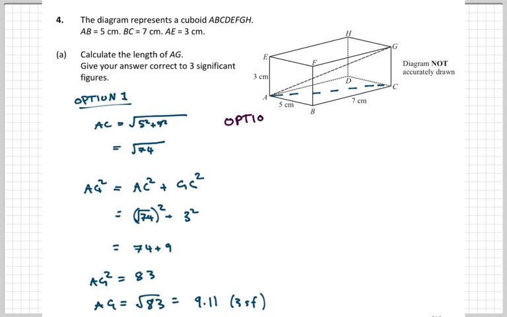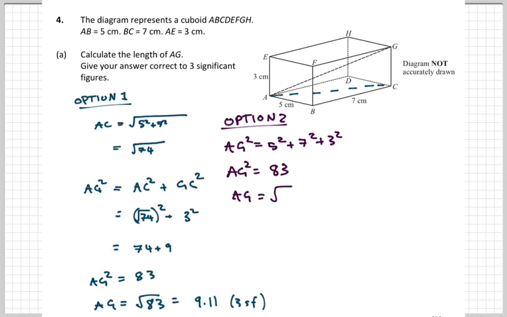To find the diagonal for any cuboid, you can just do this. AG squared, the diagonal from one corner to the opposite corner, is going to be 5 squared plus 7 squared plus 3 squared. This will always work for a cuboid. You don't need to do option 1, you can just do option 2. It's less intuitive, but then Pythagoras isn't necessarily intuitive itself. This is basically a 3-dimensional Pythagoras equation. When you do that, you get AG squared is 83, so AG is root 83. So it's much quicker, but maybe it feels a little less comfortable.